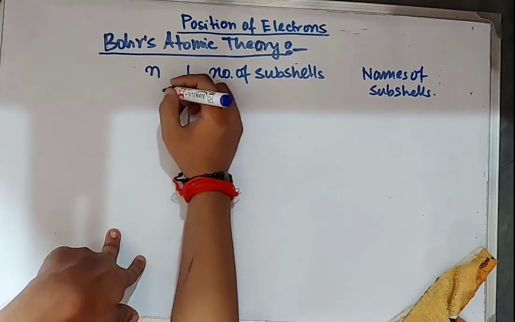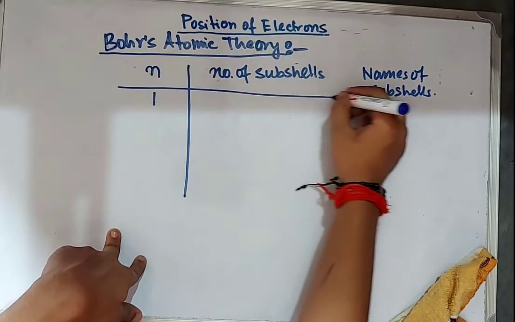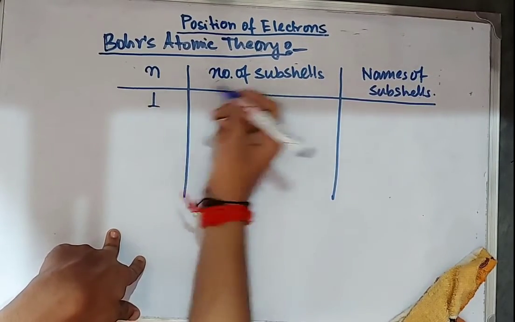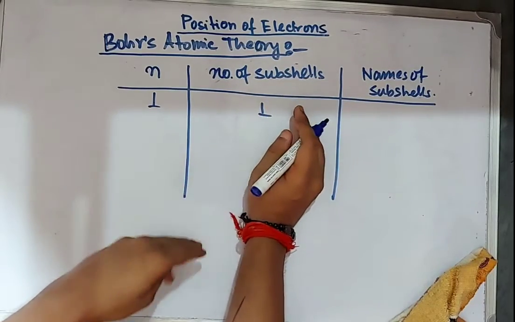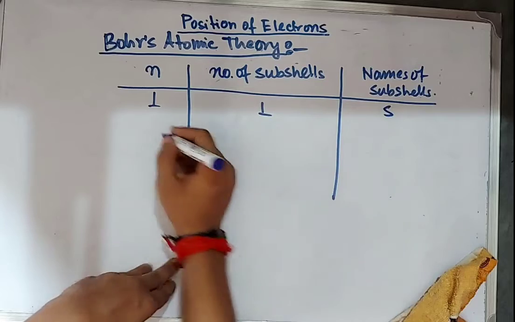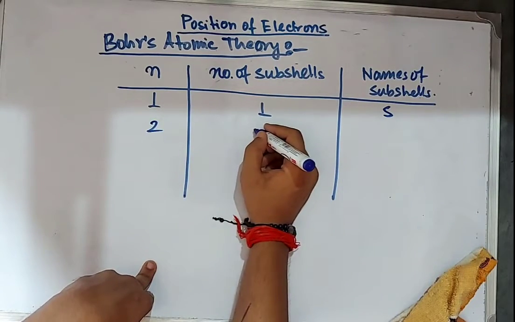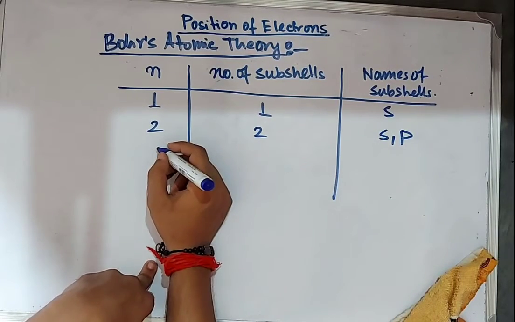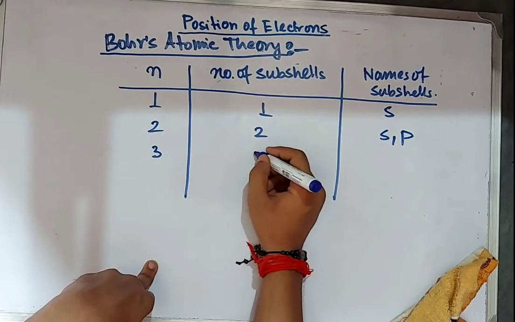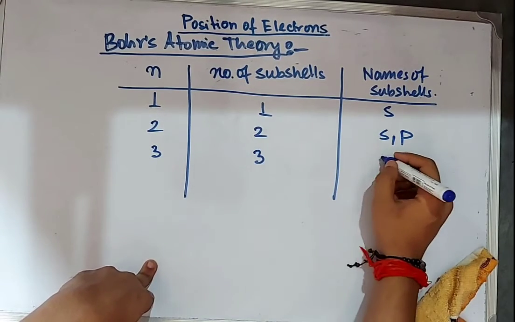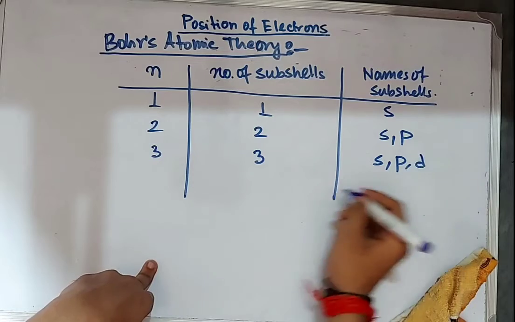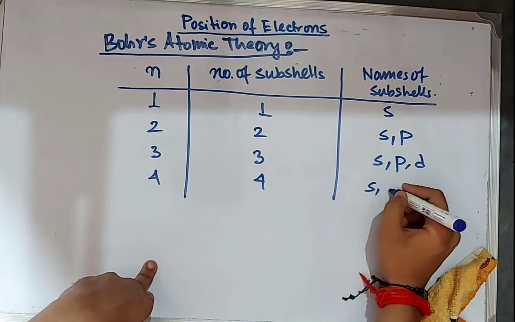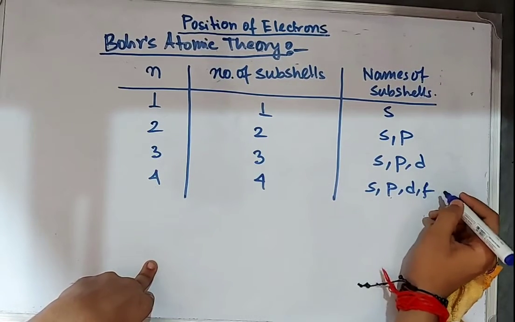So the relation is, for n equal to 1, we have one subshell, and that is the shell itself. There is no splitting of the shell, and it is named S. If we consider n equal to 2, there are two subshells, S and P. For n equal to 3, there are three subshells: S, P and D. For n equal to 4, the number of subshells is 4, and they are S, P, D and F.